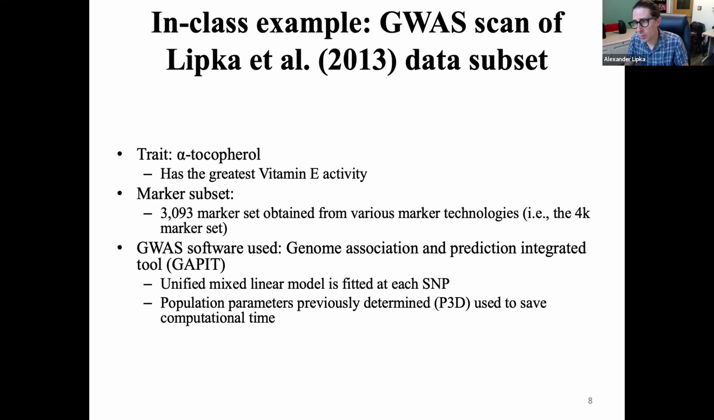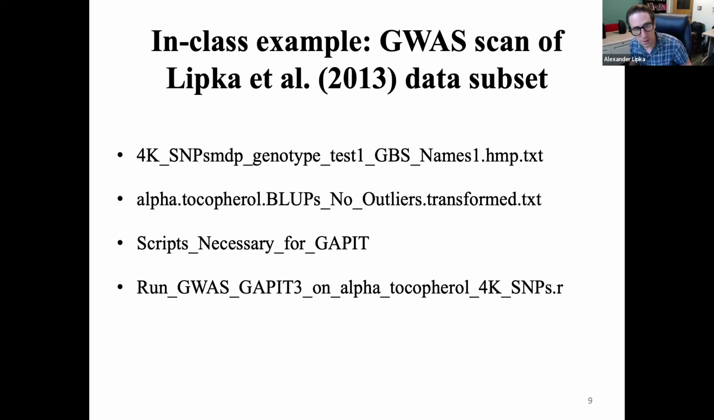And in case you do not remember from Monday's lecture, for FYI purposes, what P3D is doing is it estimates your genetic variance component and your residual variance component prior to running the GWAS. And so instead of fitting a mixed model 3,093 times, it's going to just do all the computationally intensive stuff once.